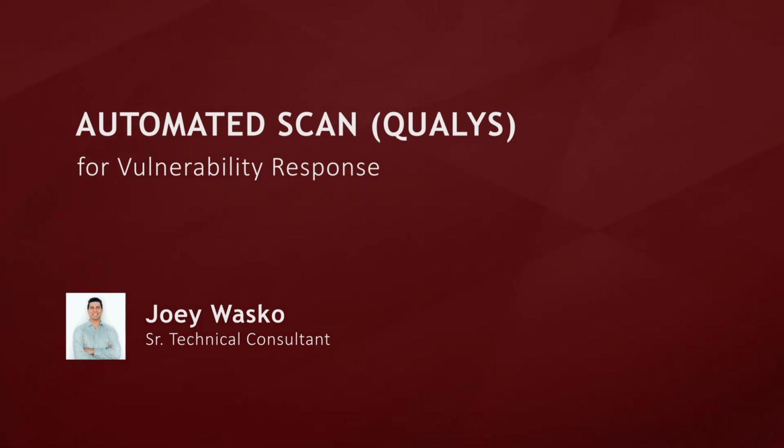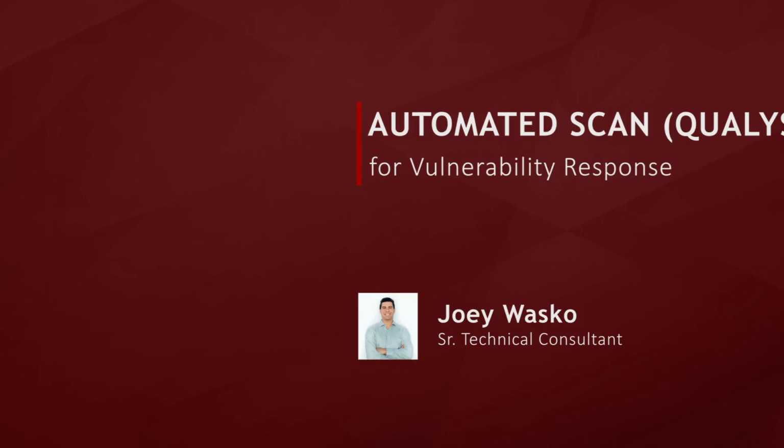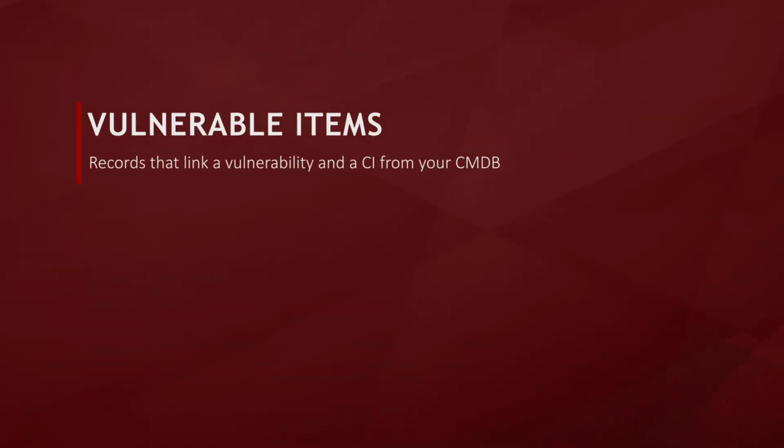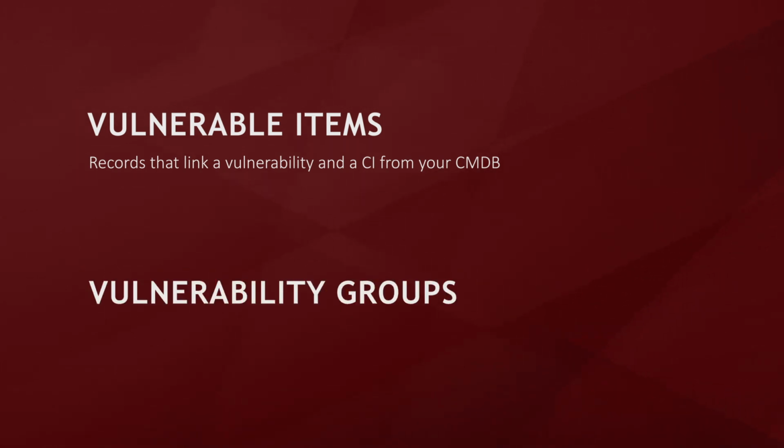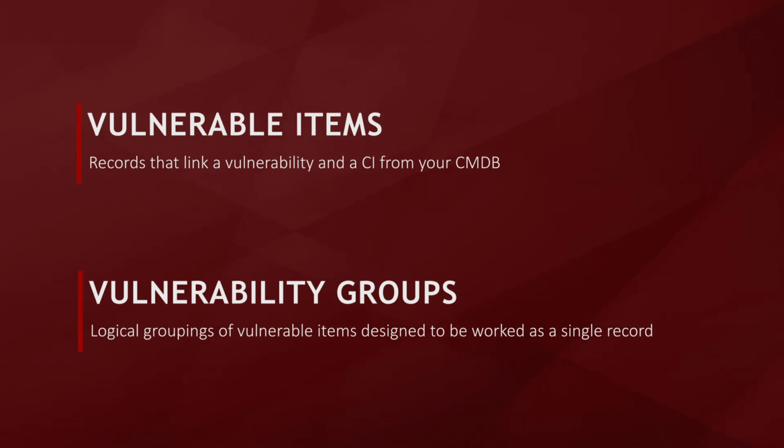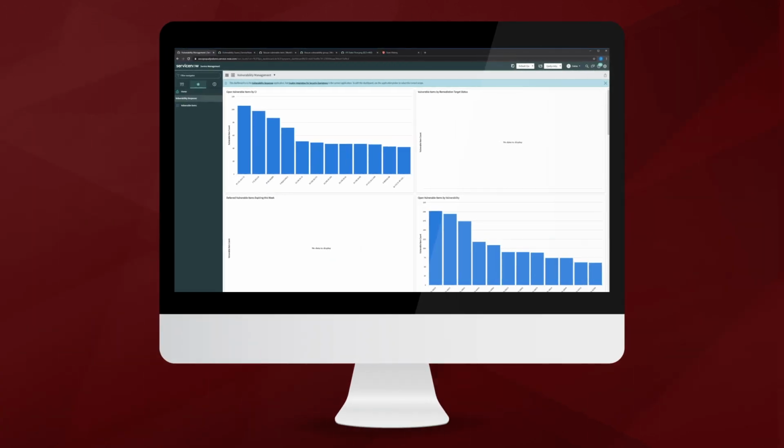In order to make this demonstration easier to follow, I'd like to provide brief definitions of vulnerability groups and vulnerable items. Vulnerable items are records that link a vulnerability, whether from Qualys or the National Vulnerability Database, and a CI from your CMDB. Vulnerability groups are logical groupings of vulnerable items designed to be worked as a single record, which essentially parents all the vulnerable items that are associated with it. For a more detailed overview, please see the linked video in the description. Now that we have these definitions out of the way, let's get started.